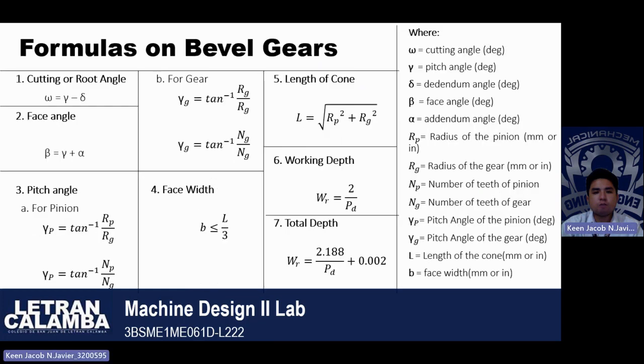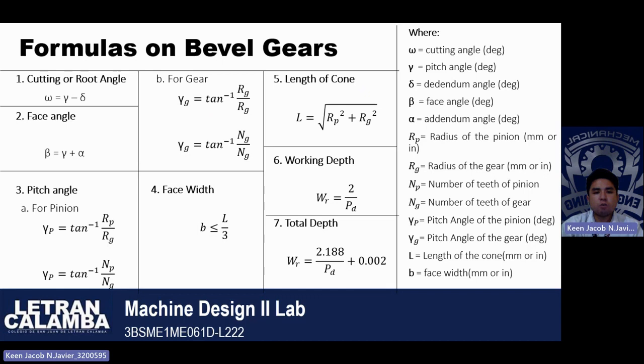For the summary of formulas on bevel gears. First one is the cutting or root angle. W is equal to Y minus the dedendum angle. The second is the face angle. B is equal to Y plus A. Third is the pitch angle. A, for pinion, YP is equal to arctan of RP over RG. Also, YP is equal to arctan of NP over NG.